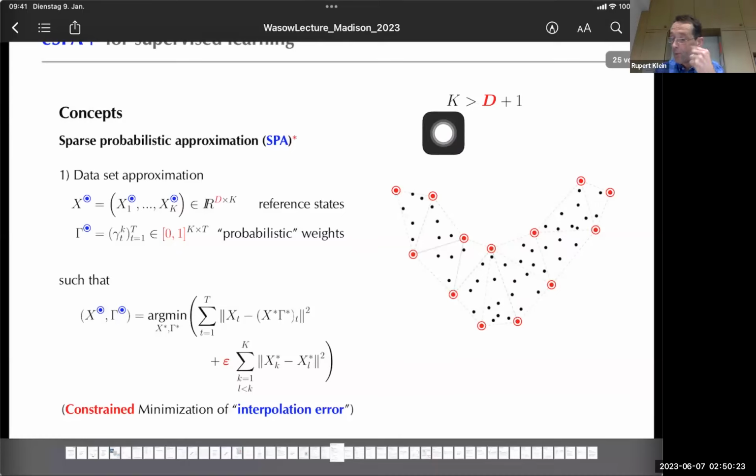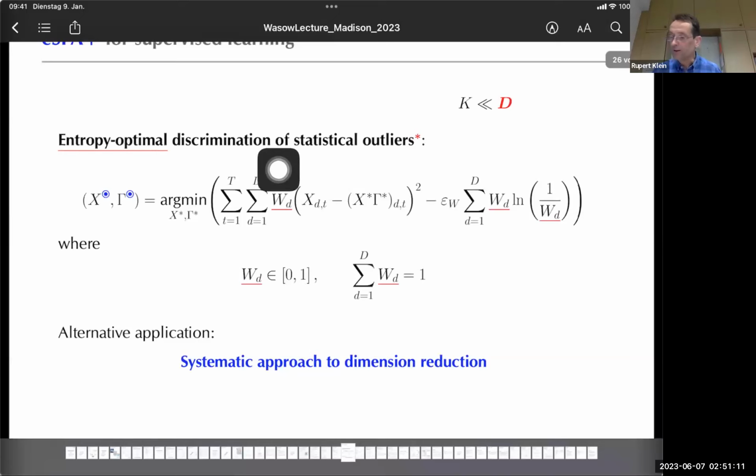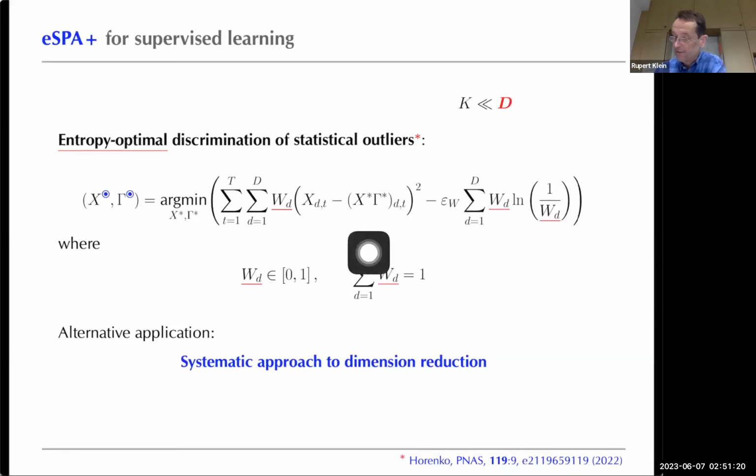So having in principle more reference points than the dimension I want to capture, I can start creating simplified clustering type clouds, subclouds of the data, which in total arrange along nonlinear manifolds. Admittedly, this was going in the wrong direction because I made K even bigger, and that's not what we want. We want a smaller K. But at the same time, we want to take into account that the true dimension of the functions we learn, hopefully, and if we can learn anything at all, will be smaller than d. And here comes the next step, which is entropy optimal discrimination. In the original paper, it was the discrimination of statistical outliers. But here it is the reduction of dimension in the state space.